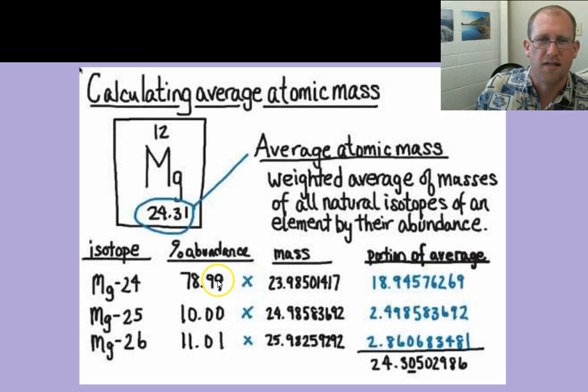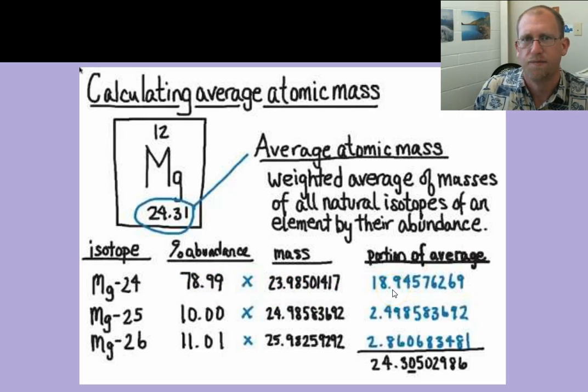This little slide is not quite as clear as I would have liked. This is a percent, right? So you'd actually be multiplying by 0.7899 times this to get this. Does that make sense? Okay. So 0.1 times this, 0.1101 times this, and you get these numbers, and then you add these numbers up, and you get 24.305, etc. And you only have 4 significant digits on these abundances. And so 4 significant digits in your answer, 24.31. Okay, so that's how that works.